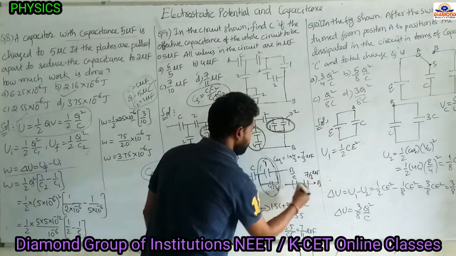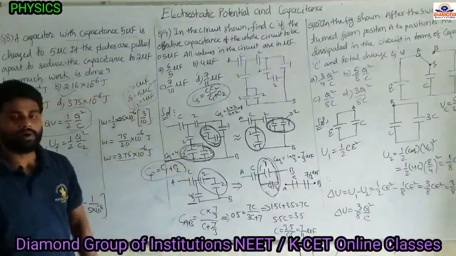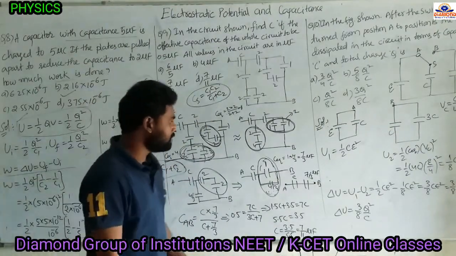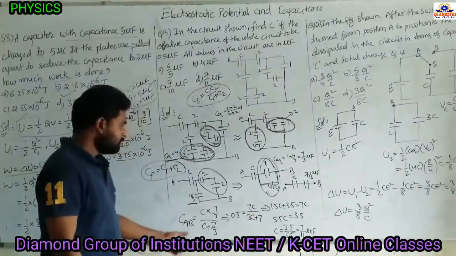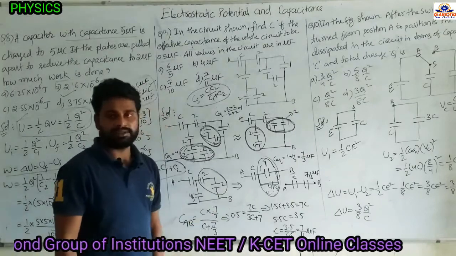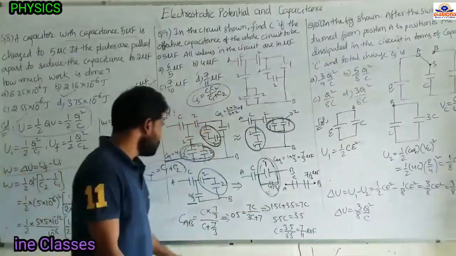Okay, this is the B point. And the effective capacitance between A and B is 0.5. So for the effective capacitance between A and B, these two capacitors are connected in series now. So the equivalent capacitance is C into 7 by 3 by C plus 7 by 3. The effective capacitance between A and B they have given as 0.5.